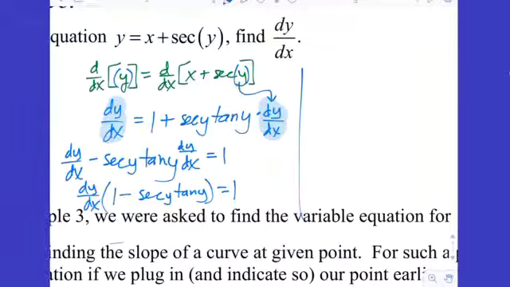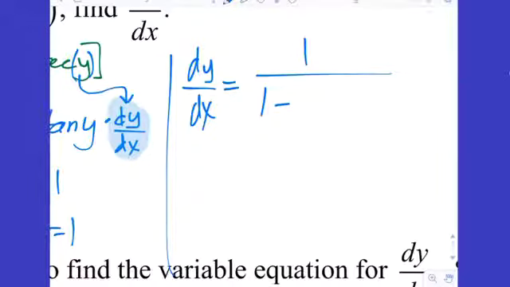What do we do now? Divide. So we get dy/dx is 1 over 1 minus secant y tangent y. And you're done.